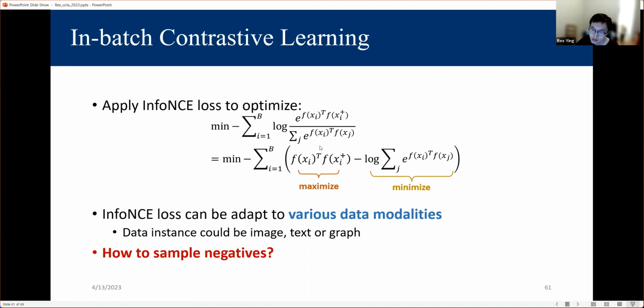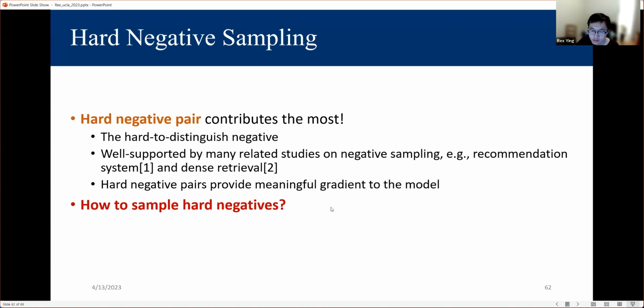So we have the term that maximizes the similarity between positive examples, and then minimizes the similarity, so maximizes the distance, between the negative examples, right? This can be adapted to many data modalities. It's used in images, text, graphs, tables, and many things. Here, what we want to investigate is how we sample negatives, because it's a very important thing.